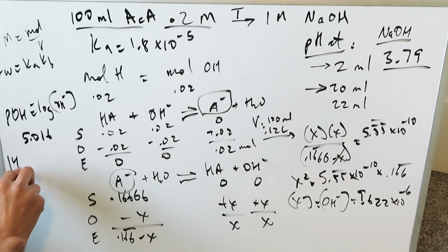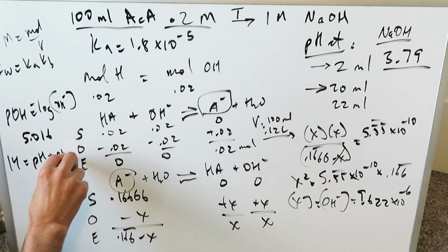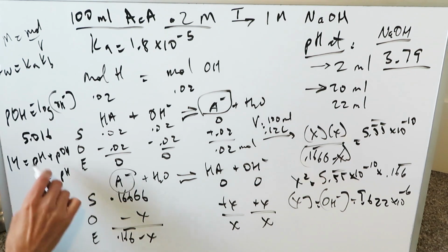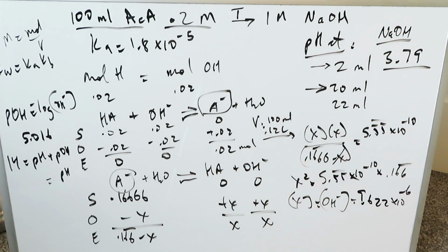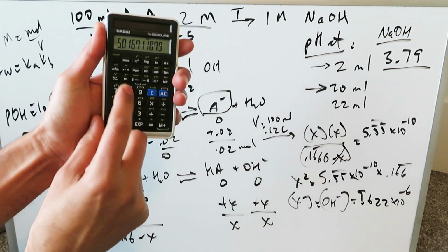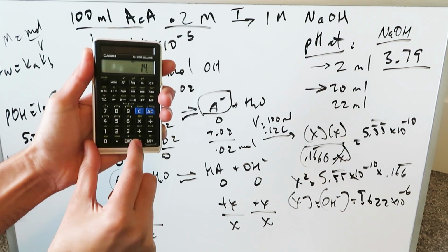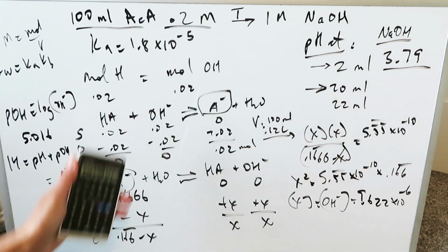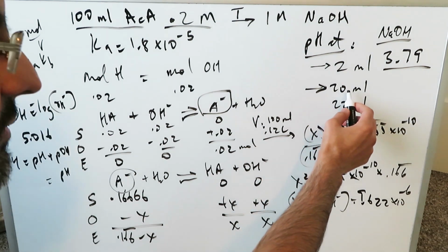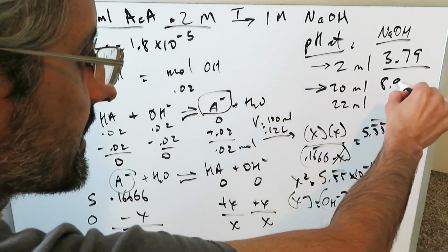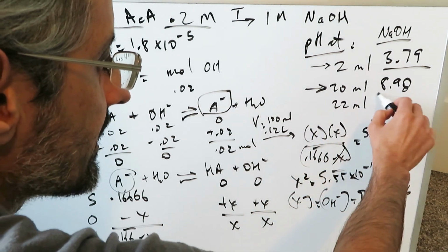I know that 14 is equal to pH plus pOH. So pH must be equal to 14 minus this value, 5.016. And it's easy. I have the value here on my calculator. I'll negate it and I'll add it to 14. My answer is 8.98. That's the pH of this system when 20 milliliters of strong base have been added, 8.98. And your answer should be good.